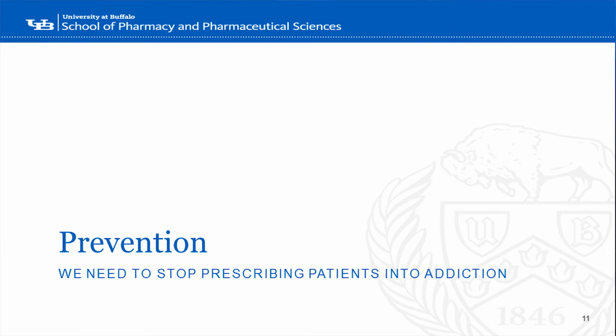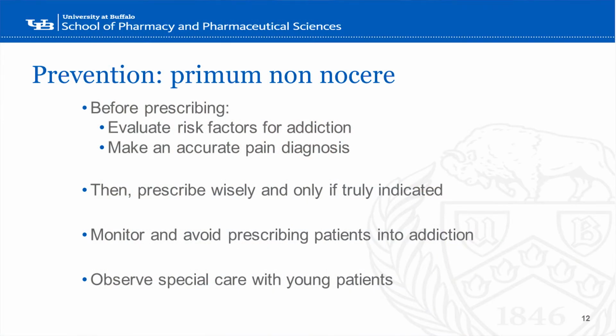What we need to do is stop prescribing patients into addiction. And that's our responsibility as physicians. First, do no harm. Before even prescribing that first dose of opiates for pain, evaluate the patient for risk factors of addiction. Make sure that you have an accurate pain diagnosis, and then prescribe wisely and only if truly indicated. Once you have prescribed opiates to an individual, continue to monitor them for the early signs of addiction and avoid prescribing them into full-blown addiction. And please exercise special care with young patients.